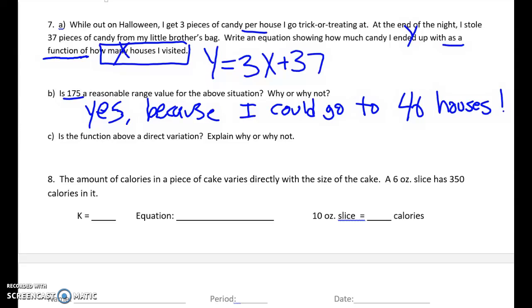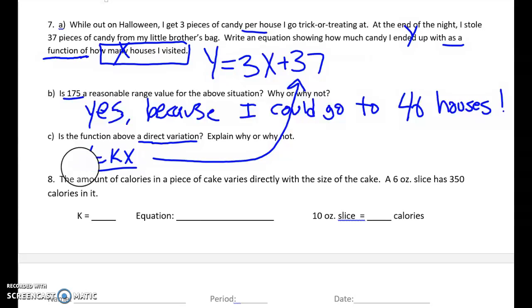C, is the function above a direct variation? Explain why or why not. Direct variation, we know a couple things about that. I know that that has to be an equation like y equals kx. I know it has to be a straight line through the origin. In this situation, I know it does not go through the origin. It is not in the form y equals kx because I have this plus b right here, this plus 37. So it is not a direct variation.